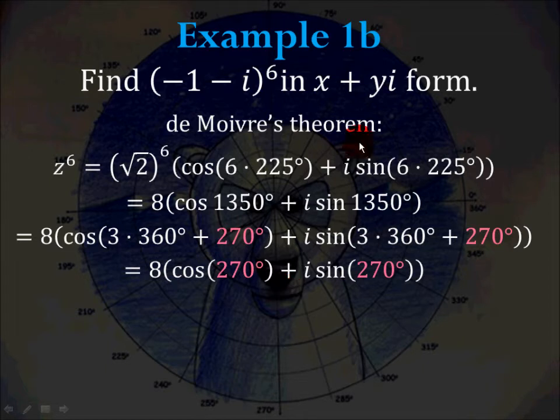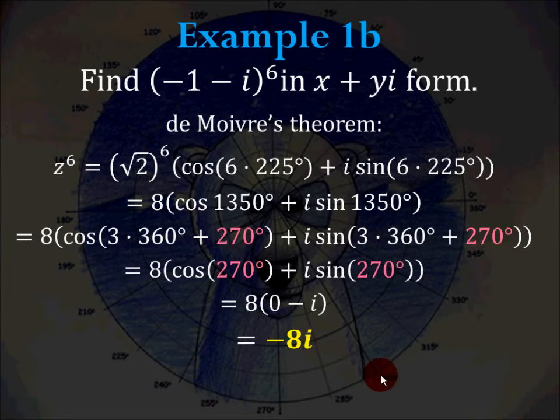Now that you have this, you're going to try to put it back into x plus yi form. So you calculate cosine of 270 and sine of 270. Cosine of 270 is 0. Sine of 270 is negative 1. So left inside you have 0 minus i. And if you redistribute the 8, the answer is negative 8i. So if you take negative 1 minus i to the sixth power, you will amazingly enough get negative 8i.